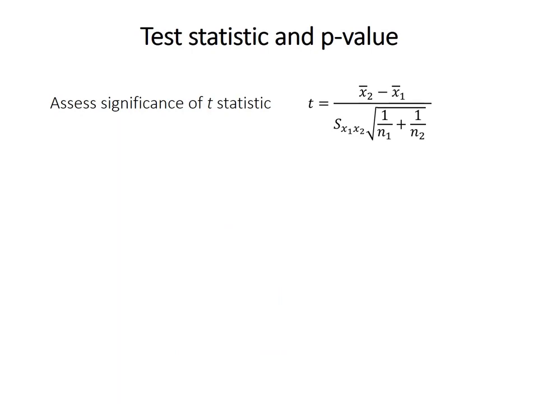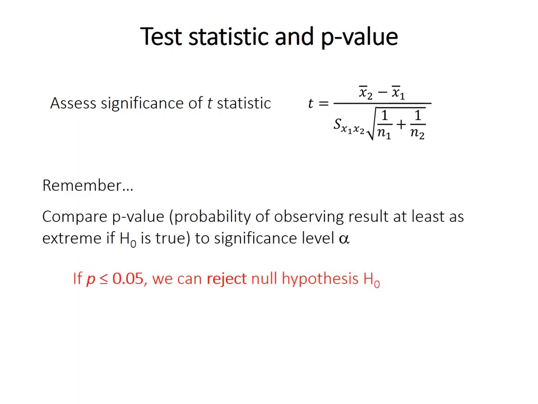Okay, so this formula here, this signal-to-noise ratio, the difference in means divided by the pooled standard error, is called the t-statistic. But to assess its statistical significance in this null hypothesis framework, we need to calculate the p-value, which is the probability of observing a t-statistic at least as extreme as what we got, if the null hypothesis is true, and we need to compare that to our significance level alpha, which is traditionally 0.05. So if the resulting p-value is 0.05 or smaller, we can reject the null hypothesis and say that the two samples do have significantly different means.